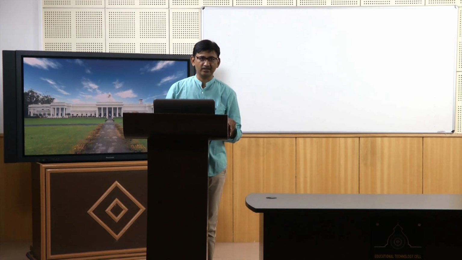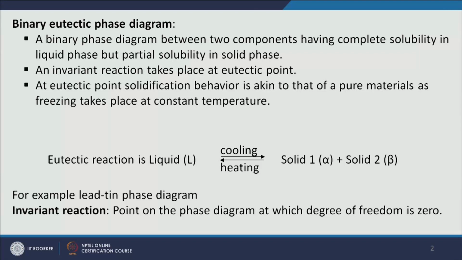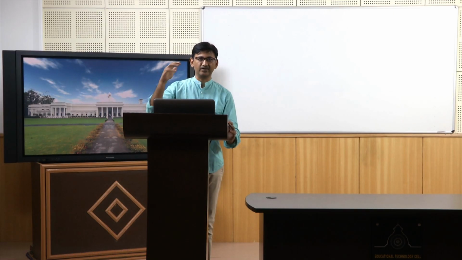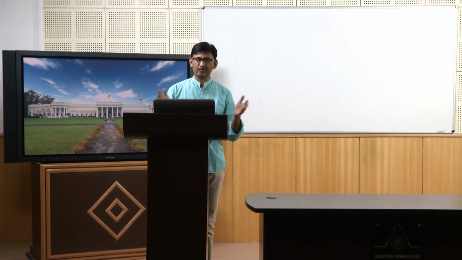Now we will see the systems where there is no complete solubility, and in that case, what changes take place in the phase diagram. A binary eutectic phase diagram is a phase diagram between two components having complete solubility in the liquid phase. Please keep in mind that in the liquid phase you can have all types of solutions, but when it comes to the solid phase, they start having limited solubility or partial solubility.